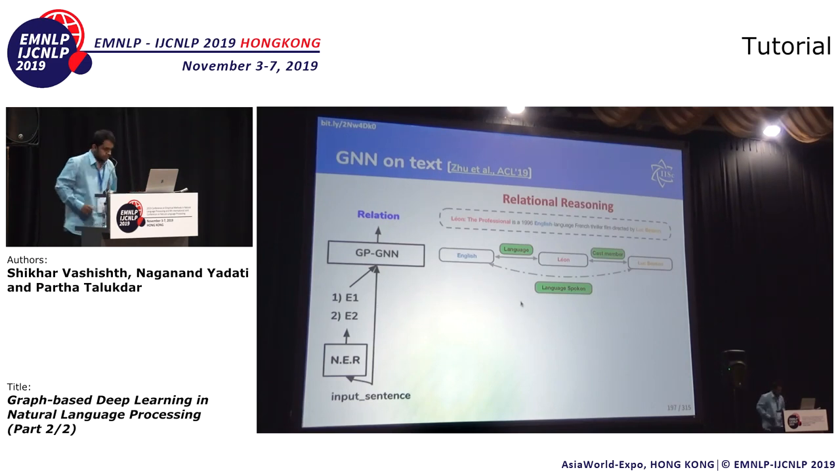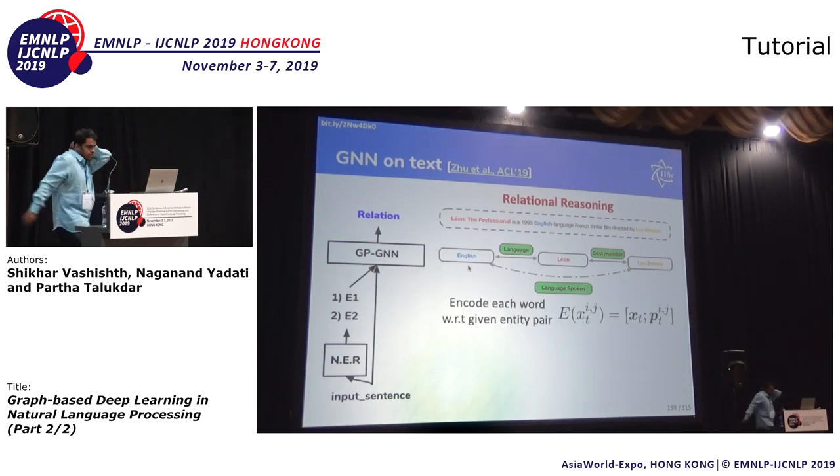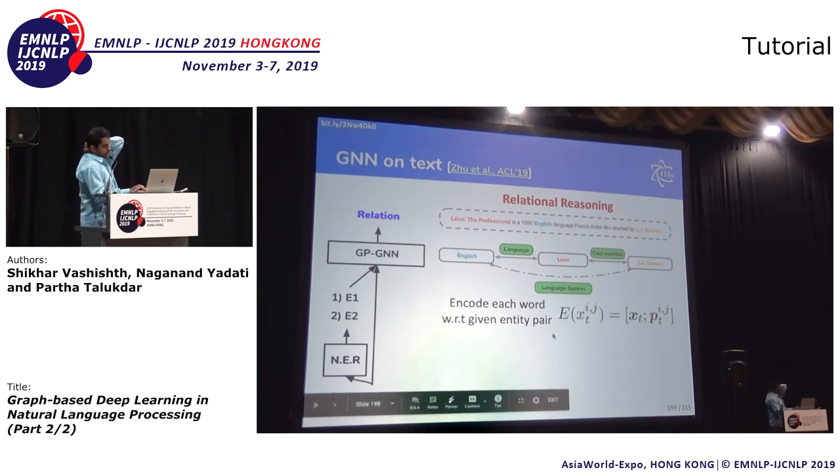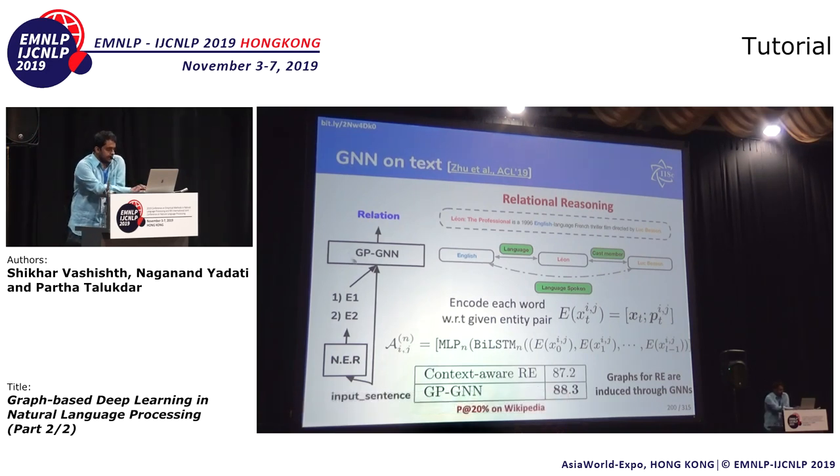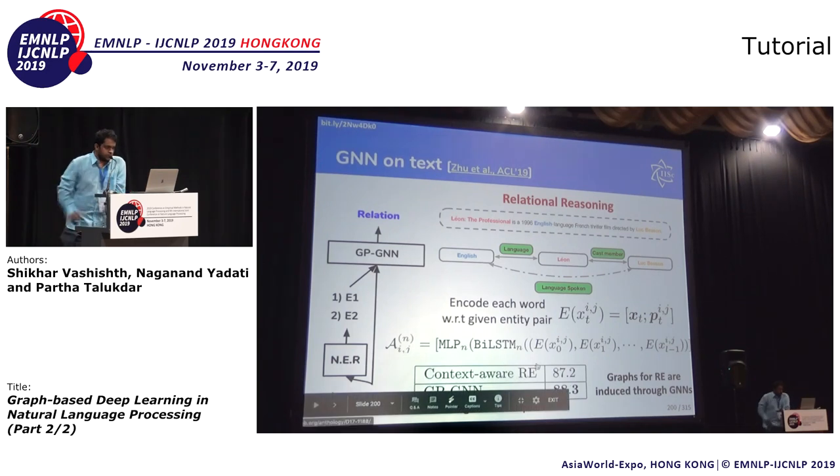In this ACL-19 paper, they propose graph induction for the task of relational reasoning, right? For example, if we have Leon is an English language film directed by Luke. We have Leon language English as one relation, Leon cast member Luke Besson as another relationship, and we can also do some reasoning, like Luke Besson language spoken English. So this is the reasoning part. The main idea here is we encode each word with respect to the given entity pair, and then to induce the graph, to basically construct the adjacency matrix, A_ij, we have a multilayer perceptron on the BiLSTM representations, right? They call their model generated parameters graph neural net. They show improvements over state-of-the-art baselines.